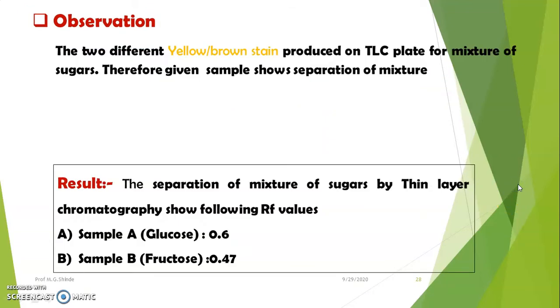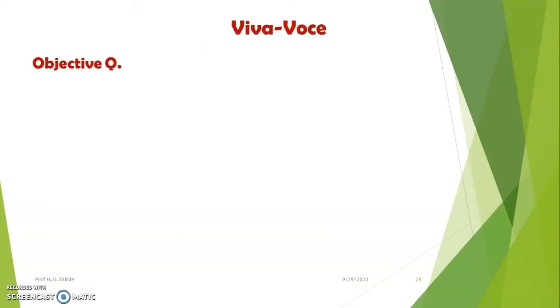Now the observations: two different yellow-brown spots were produced on the TLC plate for the mixture of sugars, therefore the given sample shows separation of the mixture. Result: the separation of the mixture of sugars by thin layer chromatography shows the following Rf values: for sample A, glucose, 0.6, and for sample B, 0.47.